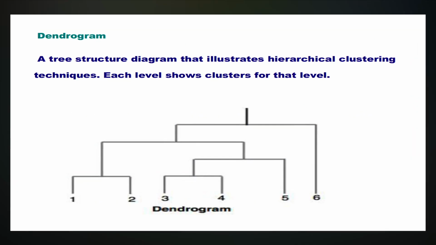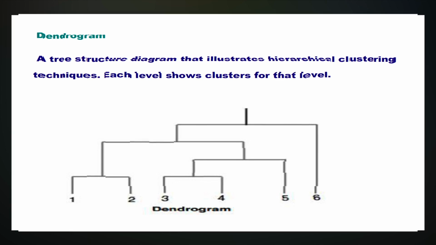We will see a dendrogram. A dendrogram is a picture which is used to represent hierarchical clustering. It is a tree structure diagram that illustrates hierarchical clustering techniques. Each level shows clusters for that level. This diagram has basically 4 levels which represents the data at each level.